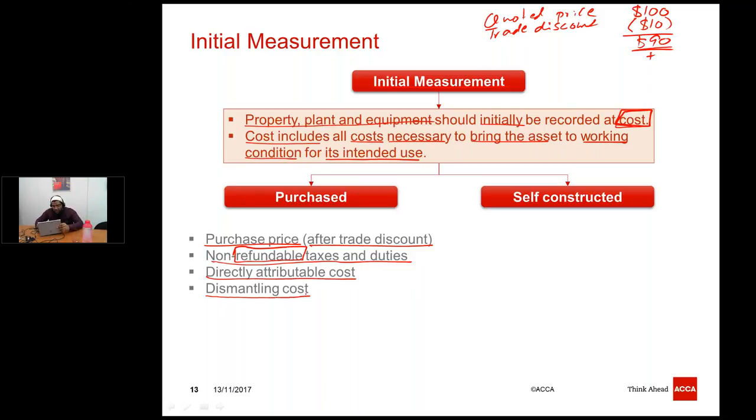So what is a dismantling cost? By dismantling cost, we mean uninstallation cost, removal cost. There's a cost of installation and there's a cost of uninstallation. So both the costs are being capitalized. In the exam, the dismantling cost can be used with different names such as decommissioning cost, uninstallation cost, removal cost, decontamination cost. All these costs are more or less the same. The words are being used interchangeably.